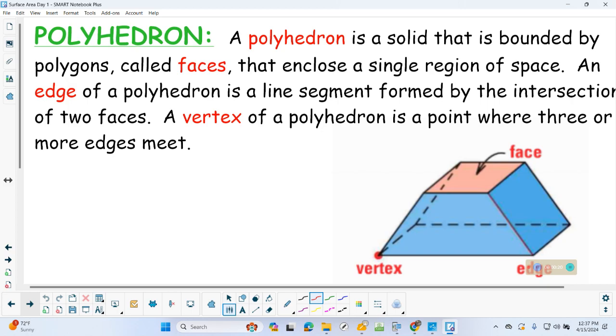So first, as always, when we start a new chapter, there's always all the vocabulary. So first things first, we're going to talk about what is a polyhedra. Okay, that's the word I know. So the words in red are what you're filling in. A polyhedra is a solid that is bounded by polygons called faces that enclose a single region of space. An edge of a polyhedron is a line segment formed by the intersection of two faces. A vertex of a polyhedron is a point where three or more edges meet.